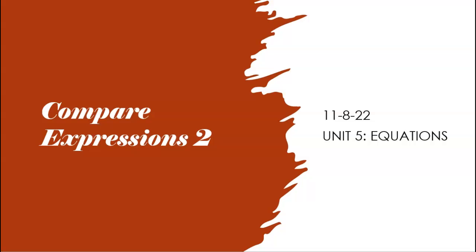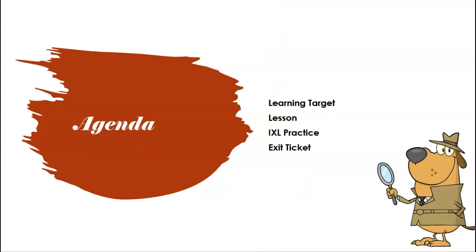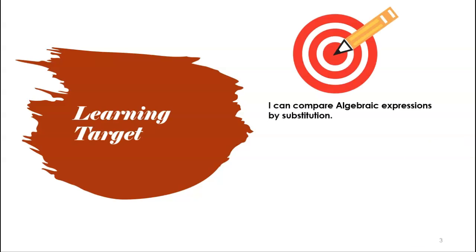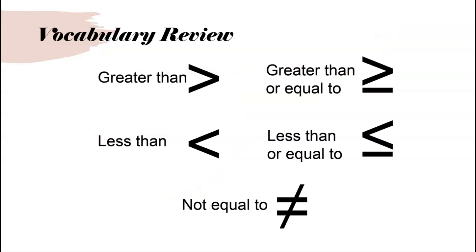We are going to be comparing expressions again. Our agenda is our learning target, our lesson, IXL practice, and the exit ticket. Remember, the exit ticket can be found in the IXL classroom in week 12 under 11.8.22. Our learning target today is I can compare algebraic expressions by substitution.